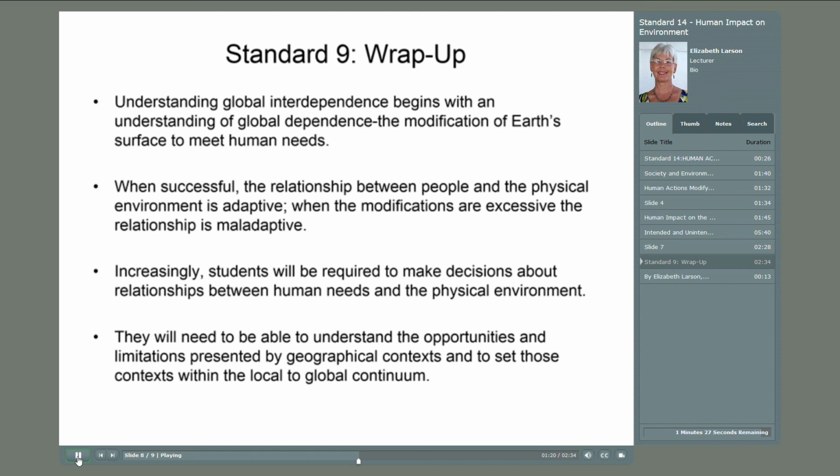Increasingly, students will be required to make decisions about relationships between human needs and the physical environment. They will need to be able to understand the opportunities and limitations presented by geographical contexts, and to set those contexts within the local to global continuum. In addition, students must learn to pay careful attention to the relationships between population growth, urbanization, and the resultant stress on physical systems or humans that inhabit the region.